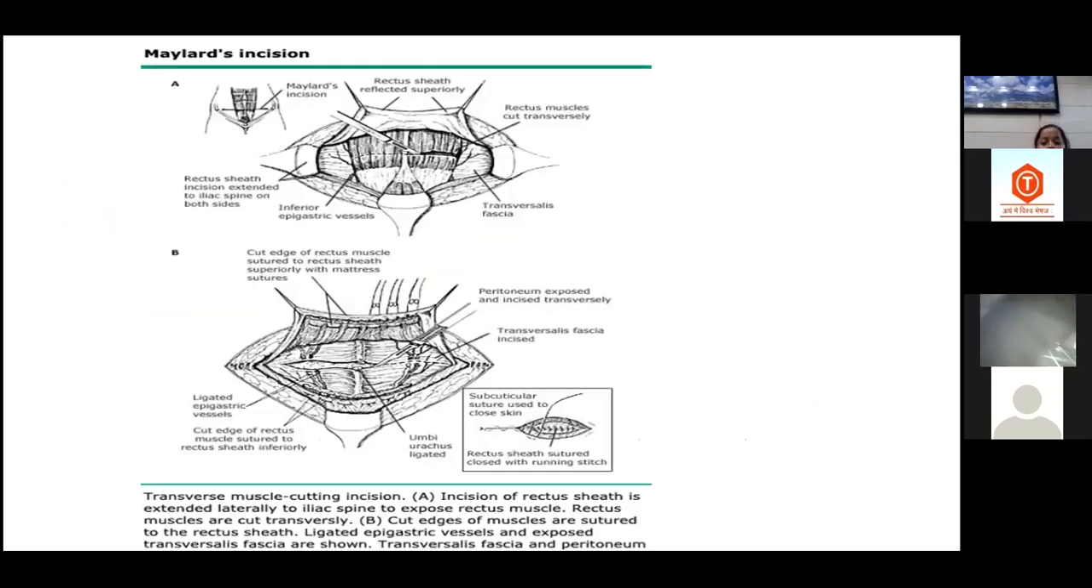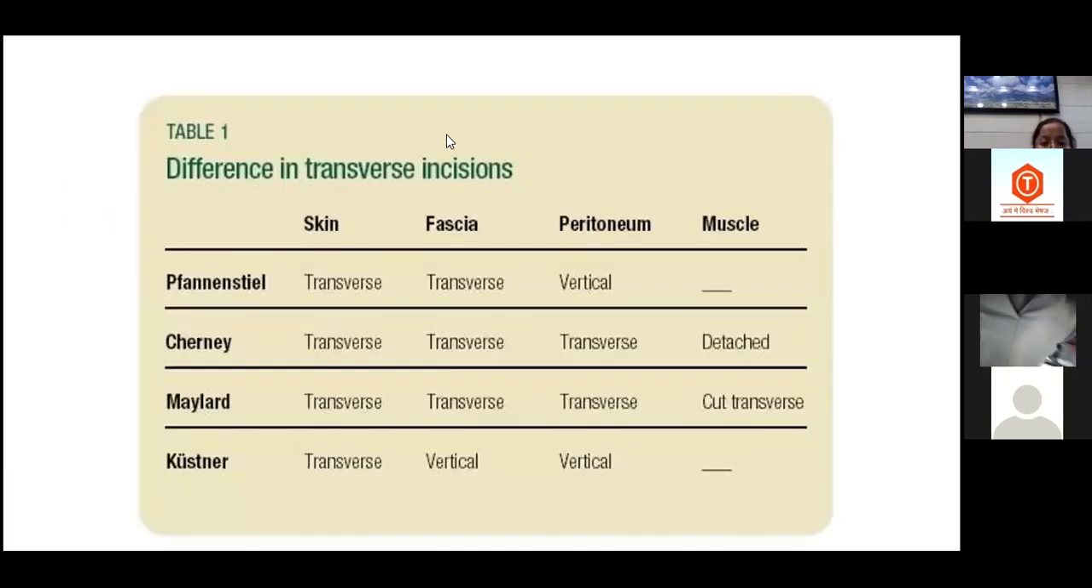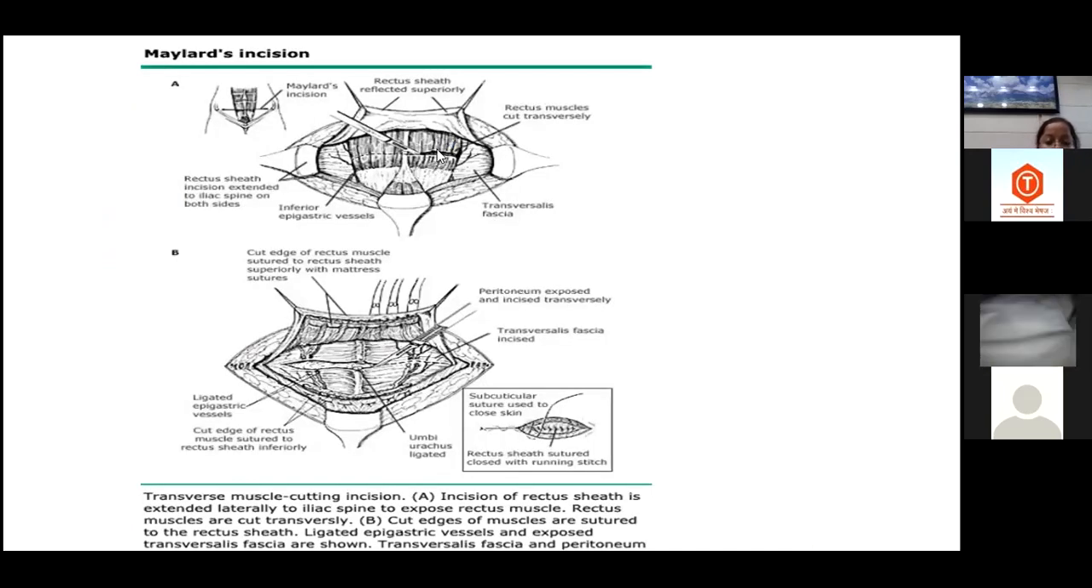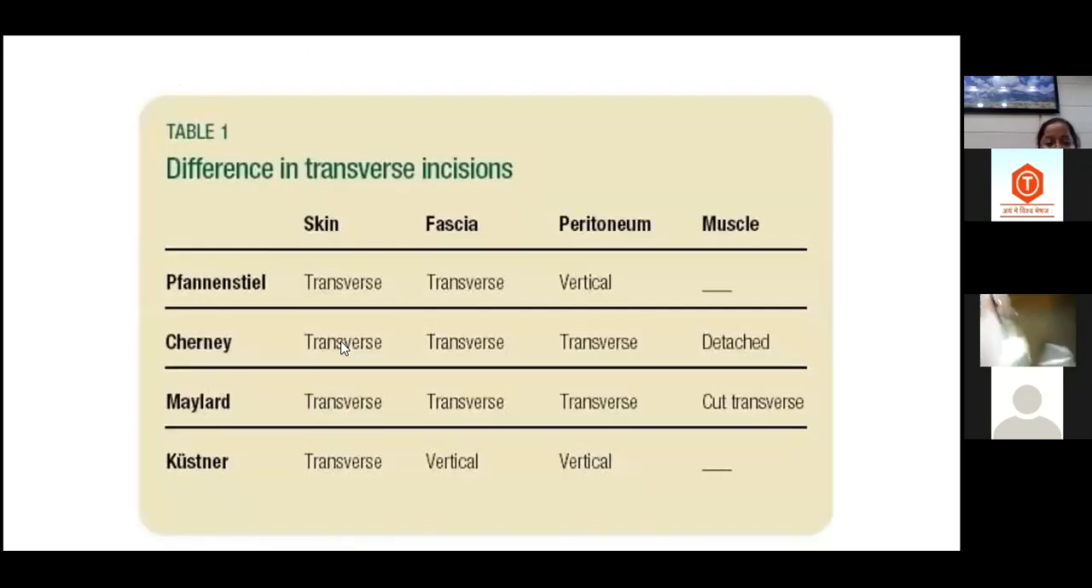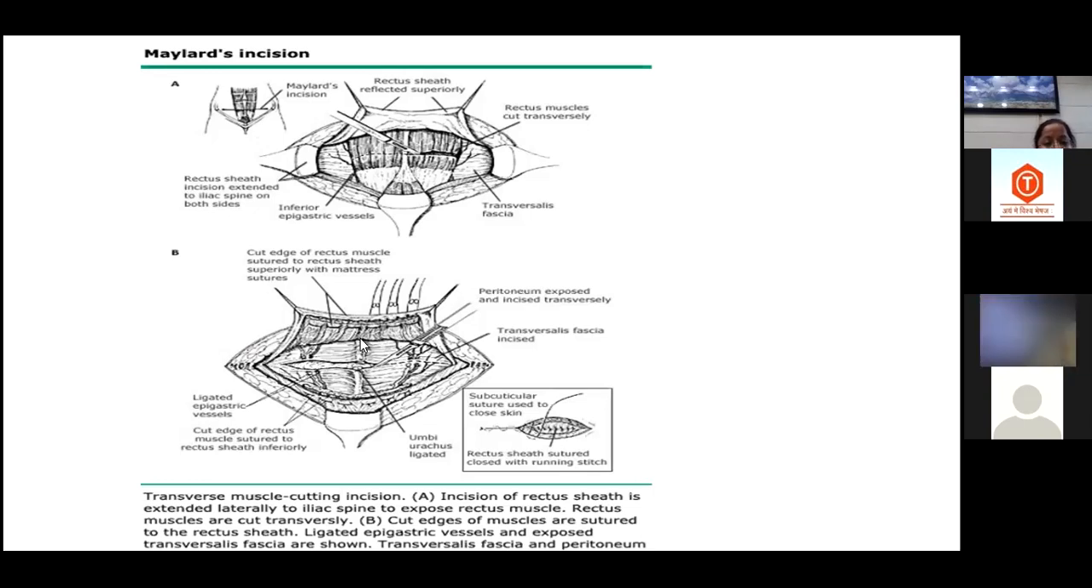In Maylard's incision, we can see the rectus sheath is reflected superiorly and the muscles are cut transversely, and the inferior epigastric vessels are ligated. Then the cut edges of the rectus muscle superiorly are sutured to the rectus sheath with mattress suture, and inferiorly with the lower part of the rectus sheath.